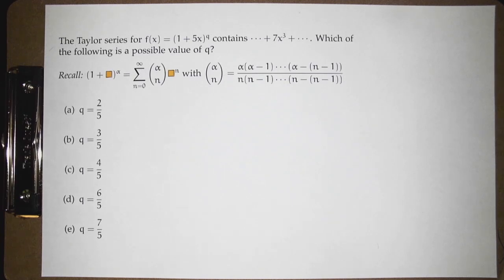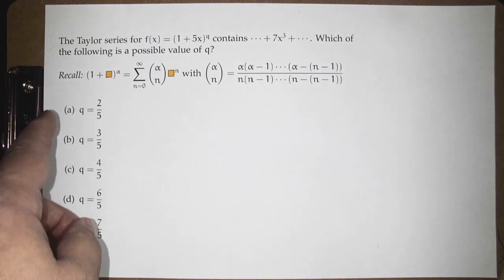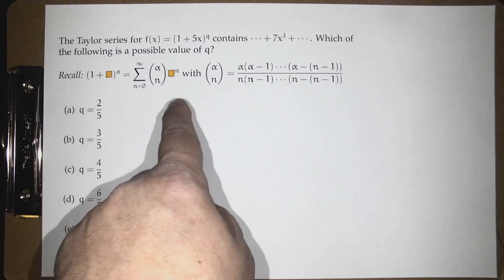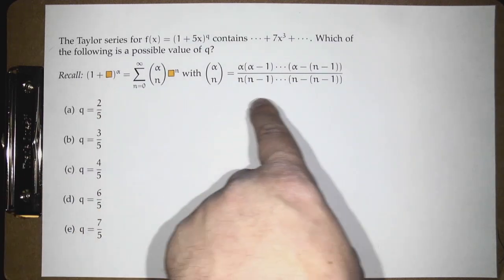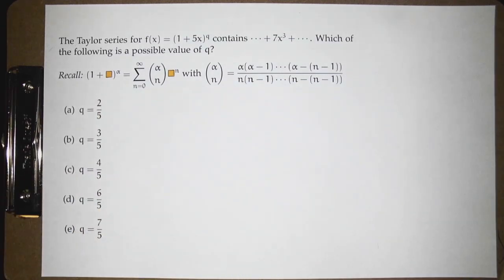I said binomial, just to help you remember, these are binomial Taylor series, so there's a way to compute them. What's going on? We're told the coefficient of x cubed, and now we're asked to figure out which power it could be. The way this problem is phrased, it says which of the following is a possible value of q. It turns out there are actually 3 values of q it could be, and I'll tell you what the other 2 are once we get our answer.